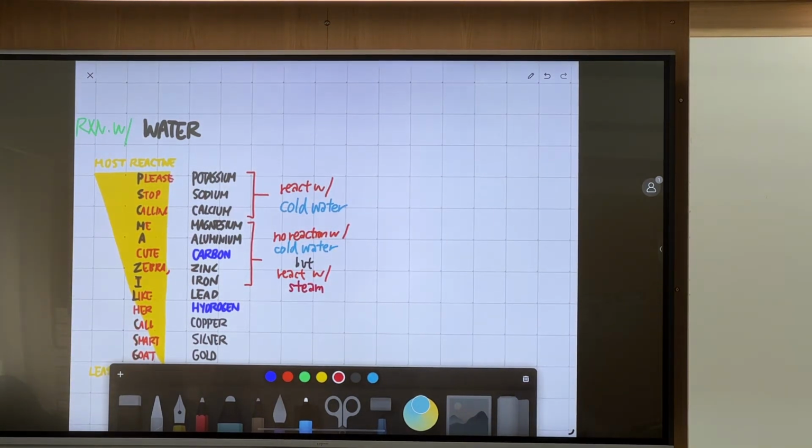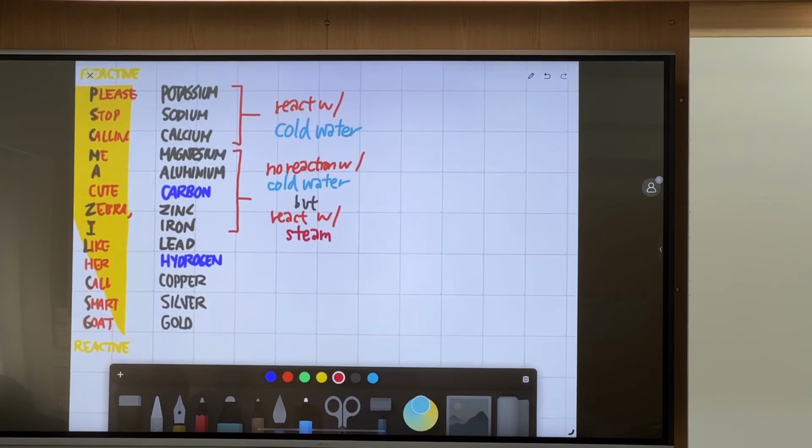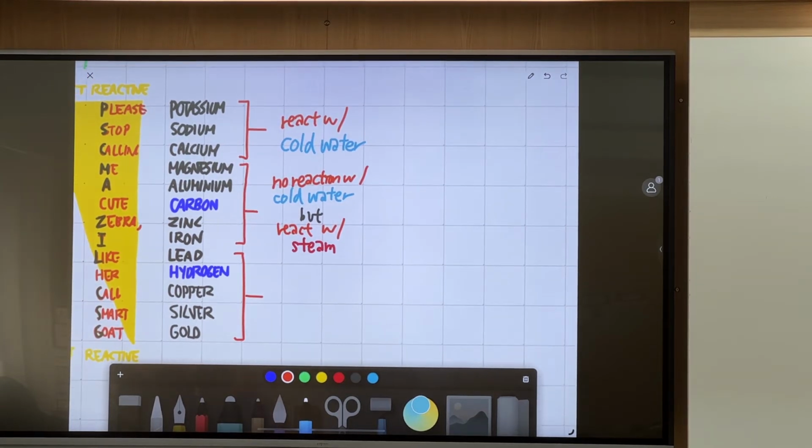But then they are also very, very stubborn metals down at the bottom, from lead all the way to gold. You can try dropping gold into steam, and it will still not react. That shows you just how unreactive it is. So it has no reaction with both cold water and steam. They are very, very unreactive, that shows.